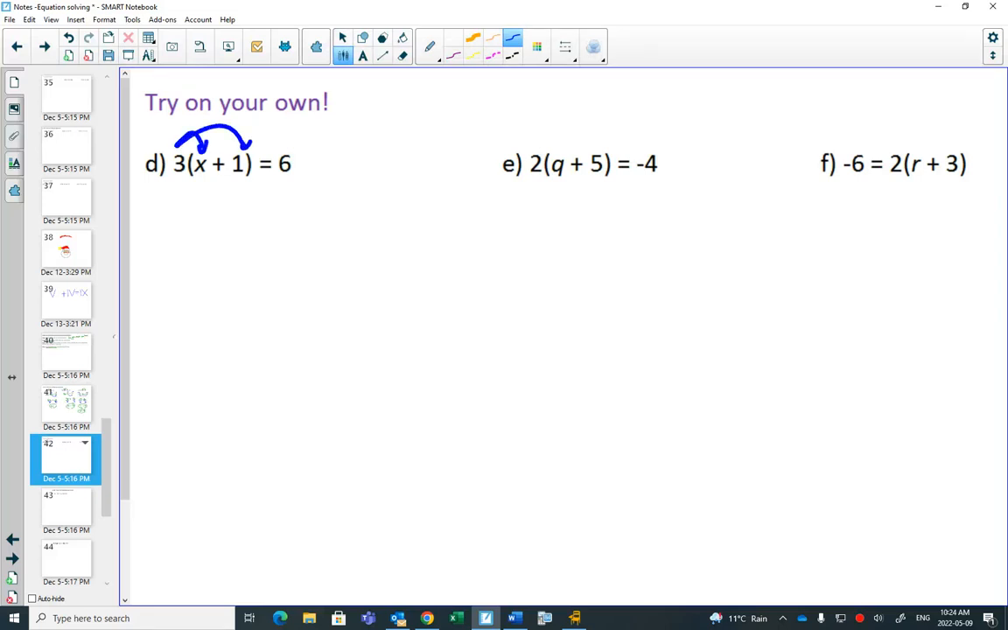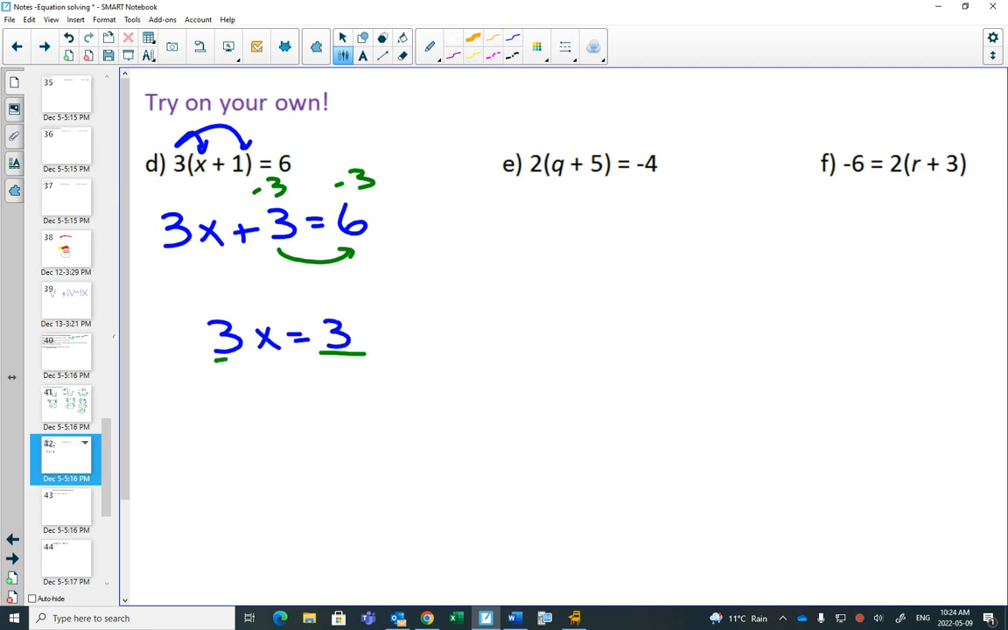If I distribute, I get 3x plus 3 equals 6. These are like terms, so I'm going to subtract 3 on both sides. That will give me 3x equals 3. Now I can divide both sides by 3, and I get x equals 1.